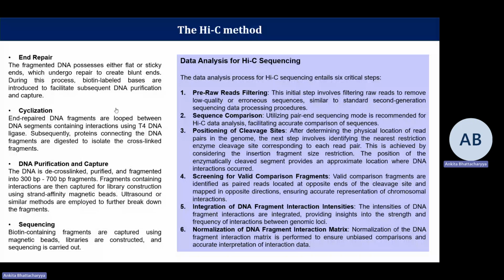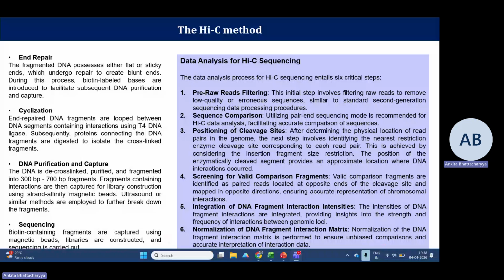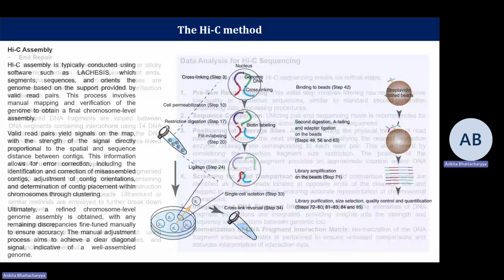And finally, you normalize the DNA fragment interaction matrix. Normalization is performed to ensure unbiased comparisons and accurate interpretation of the interaction data, which is done to ensure that there are unbiased comparisons made and the interaction data is properly interpreted.